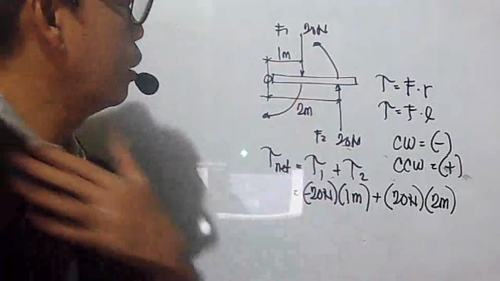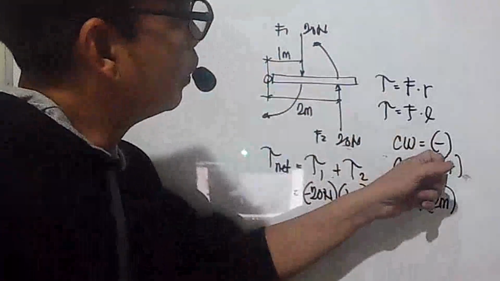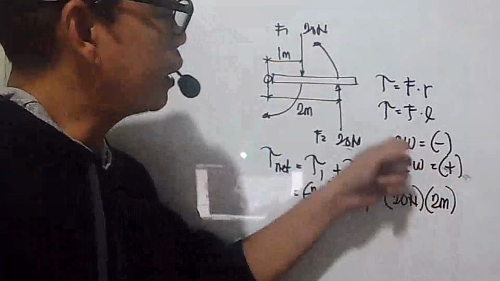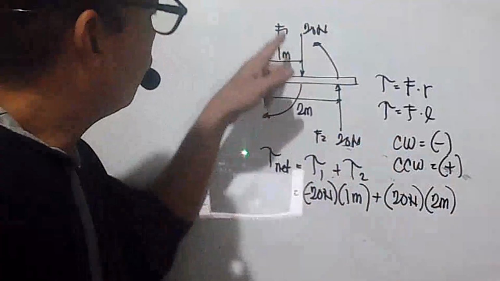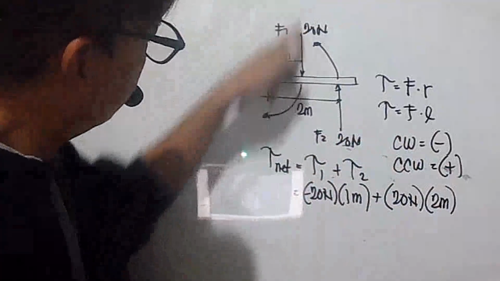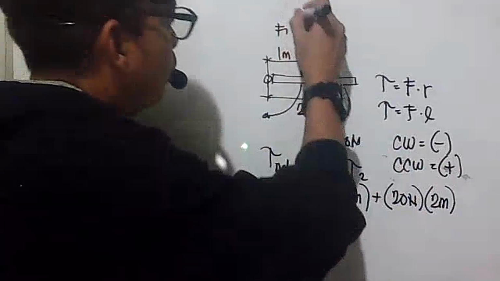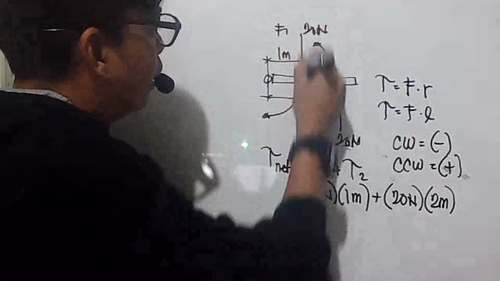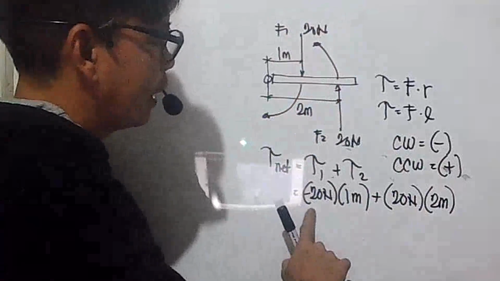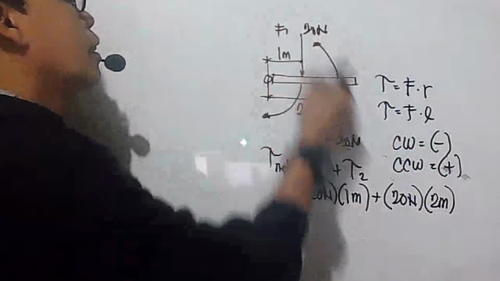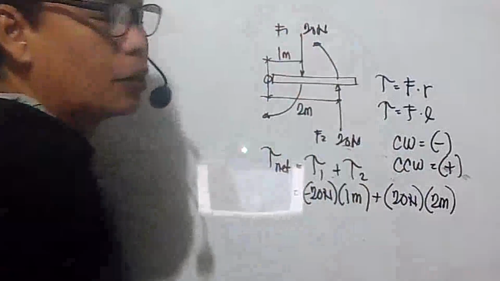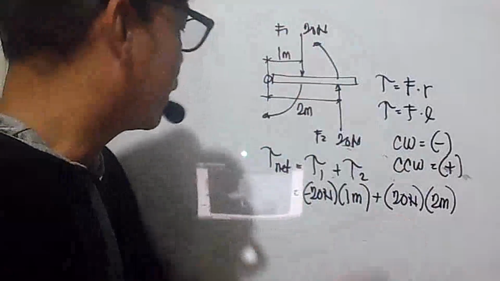Now the direction: if the direction is counterclockwise, it will be positive. If it is clockwise, it is negative. So looking at the first force going this way, it will be giving a clockwise direction, therefore it is negative. While the other one here will be causing a counterclockwise rotation, so the sign is positive.